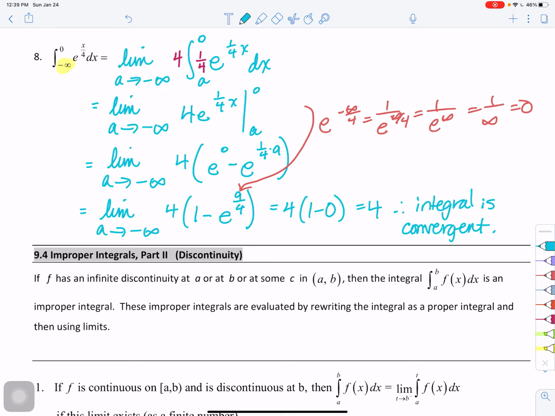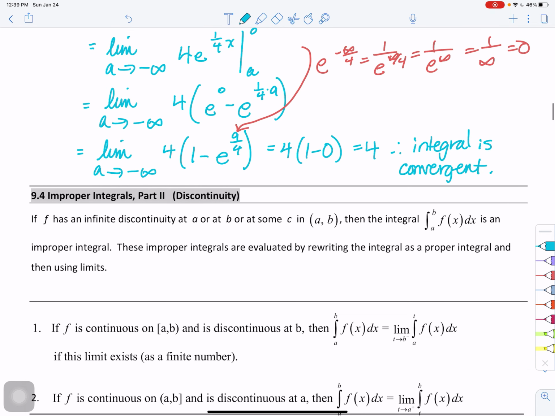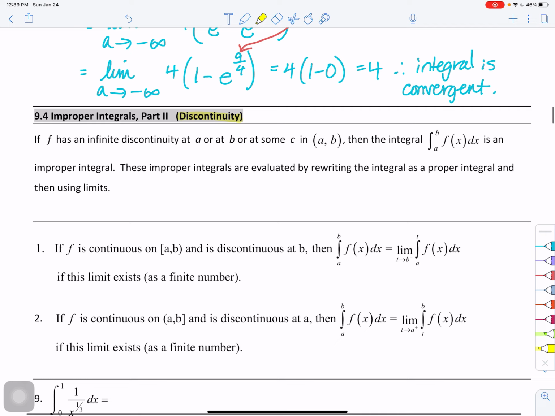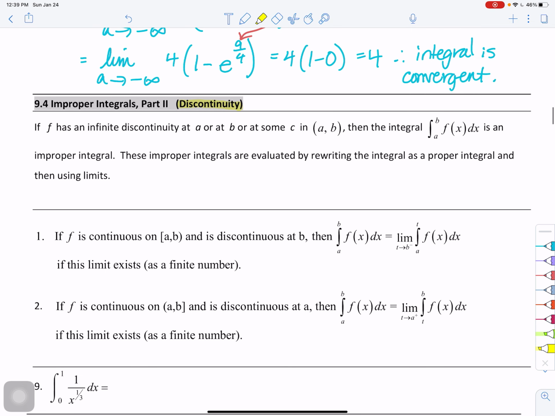The second type of improper integral you're going to come across is going to be what they call a discontinuous interval or a discontinuity. Now, let's talk about this. If f has an infinite discontinuity at a or at b, or at some number c within the interval a to b, then this integral is an improper integral. And these improper integrals are evaluated by rewriting the integral as a proper integral and using limits.